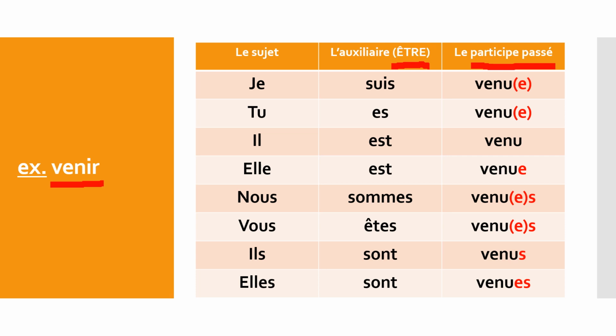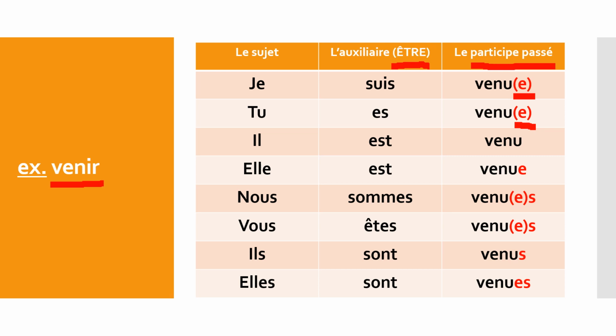Je suis venu. I came. I put an E in brackets at the end of venu because je could refer to a guy or girl. Tu es venu. You came. Once again, there is an E in brackets because tu could be a guy or a girl.